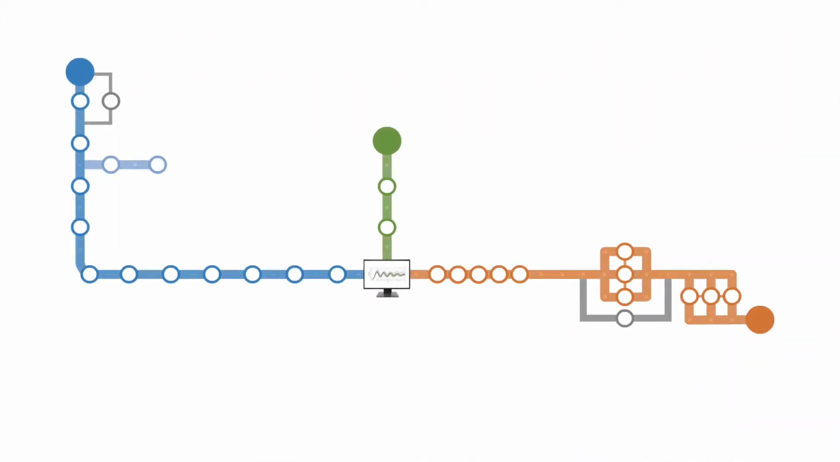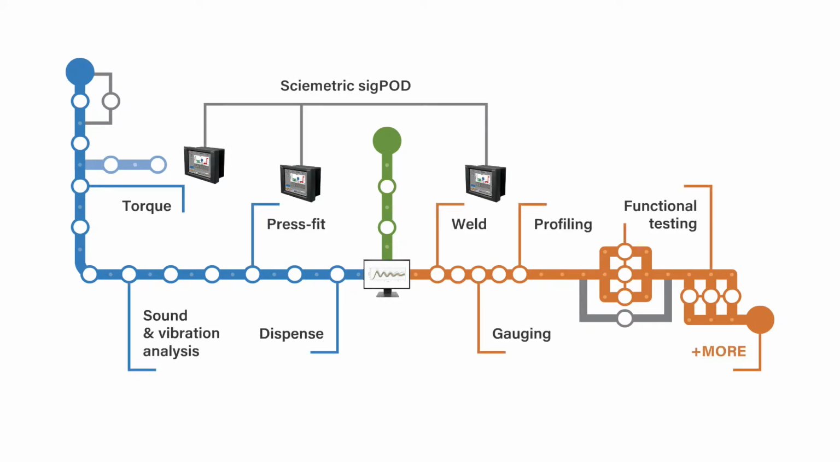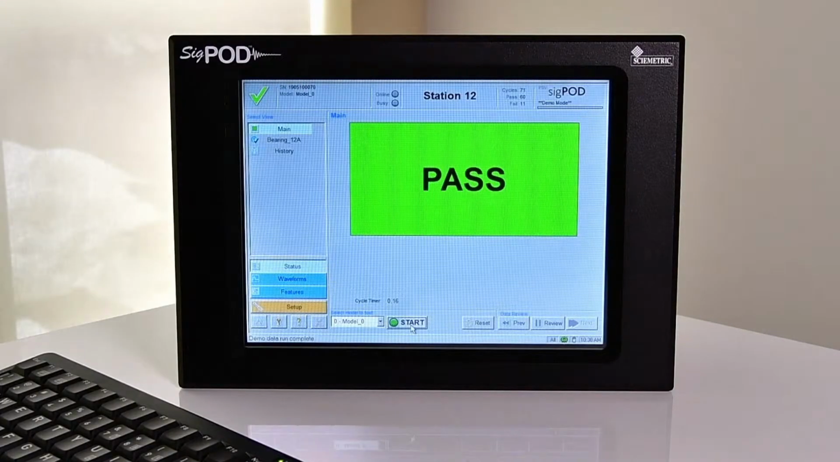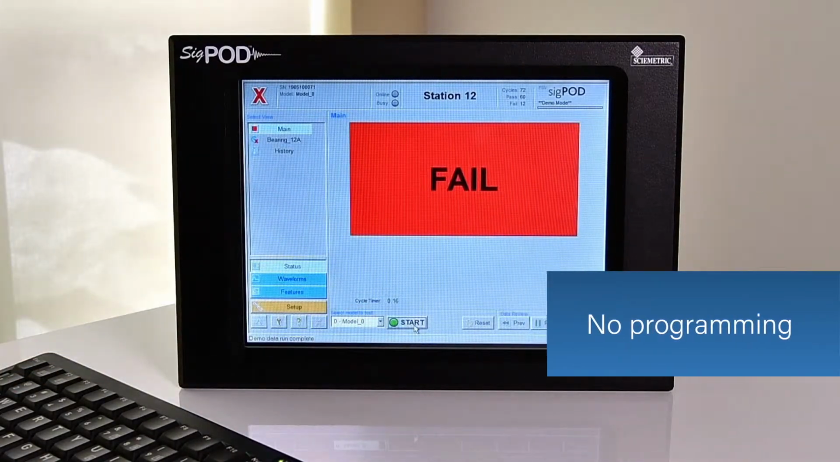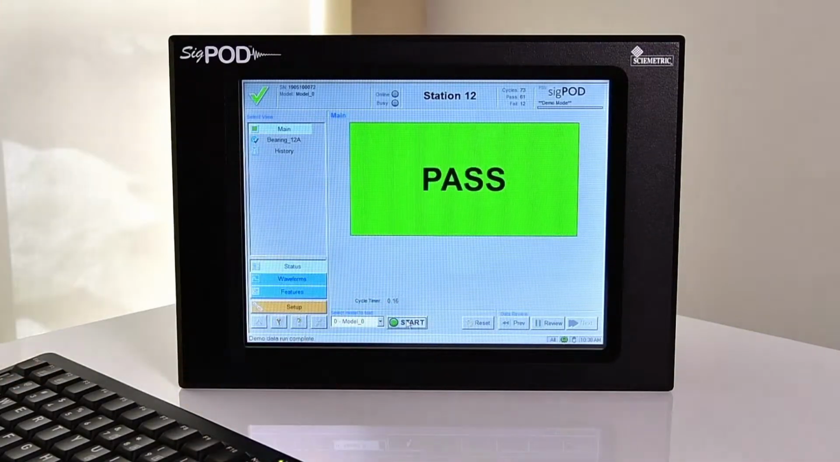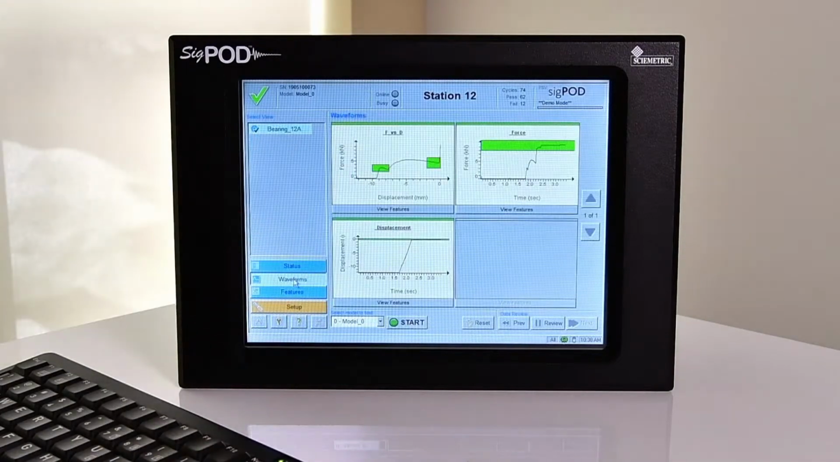Our customers have used the sigPOD for thousands of applications. It supports virtually any critical to quality test with absolutely no programming. Also, the system is easy to update with continuous improvements that you can identify by analyzing the waveforms from your processes.